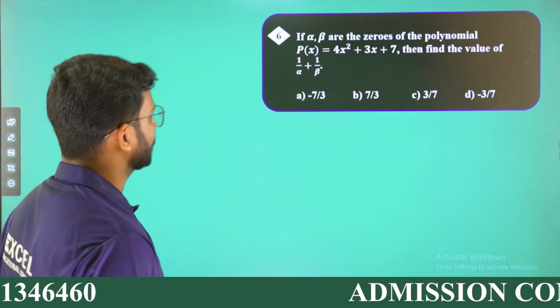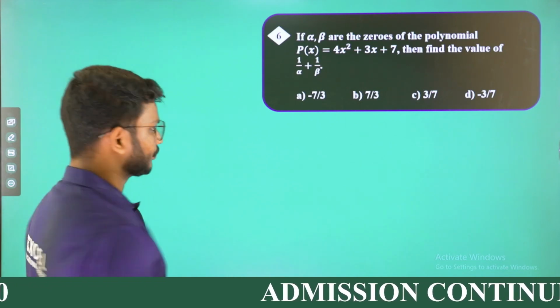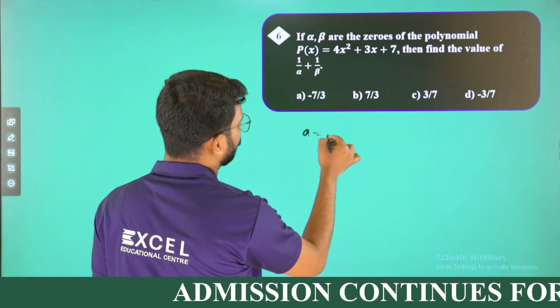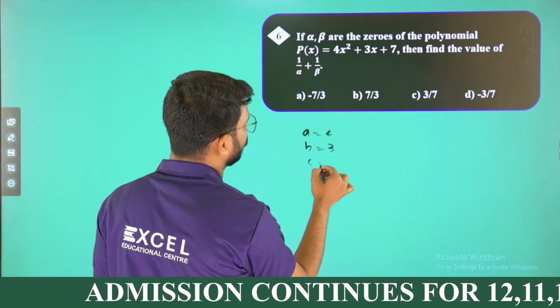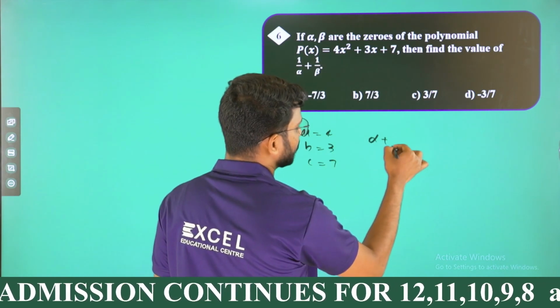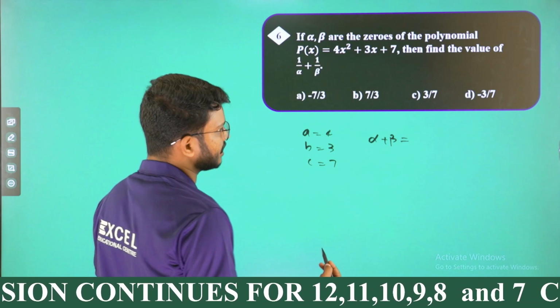First of all we can list the relations, which means here a is equal to 4, b is equal to 3, c is equal to 7, right? And alpha plus beta is equal to minus b by a, which is the first relation.